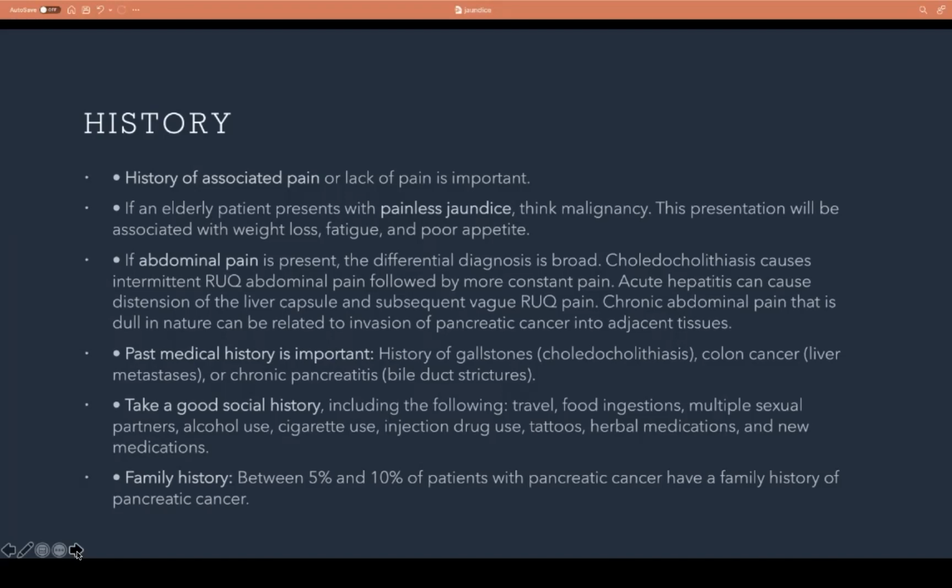Cancers, when you think about whether it's spread or chronic pancreatitis or anything like that, can cause strictures in the future. Good social history, so travel, food ingestion, thinking of viral hepatitis. Again, if they have multiple sexual partners, it's important to screen them for viral hepatitis. Alcohol, cigarette, IV drug use, and any new medication started that could possibly be toxic to the liver. Family history is also a very important one, especially when thinking about malignancies.